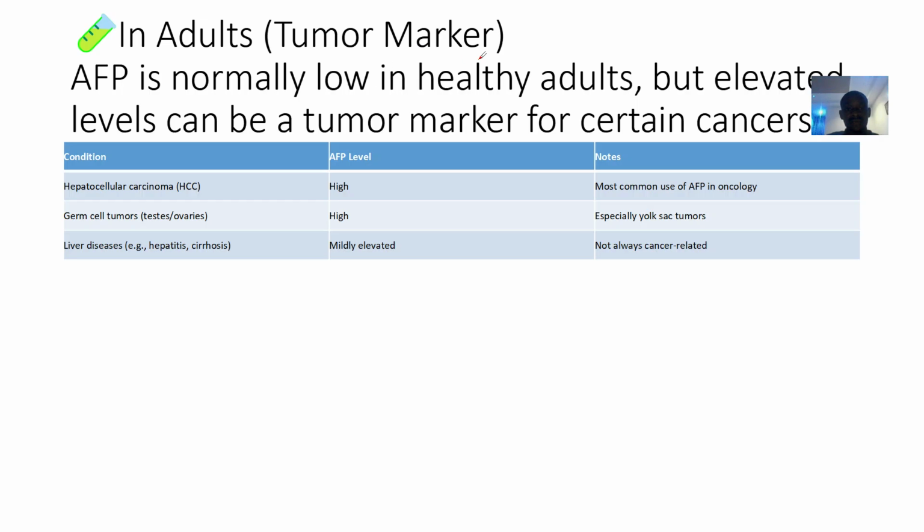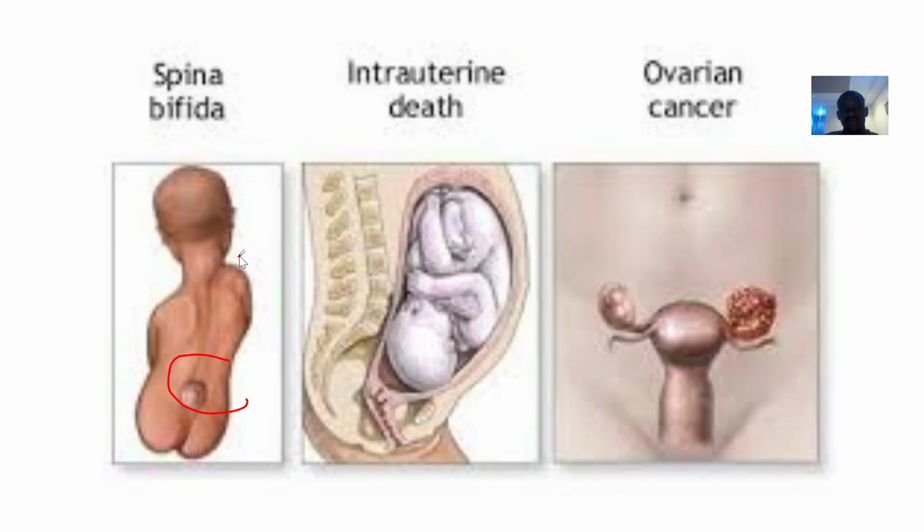So in adults, we say that it's a tumor marker. When you see the levels rising in adults, you can suspect some tumors coming up, like hepatocellular carcinoma, tumors of the testes, tumors of the ovaries, and then also liver disease. Sometimes it's liver cirrhosis, hepatitis, and all of that.